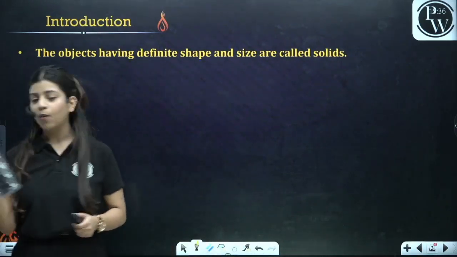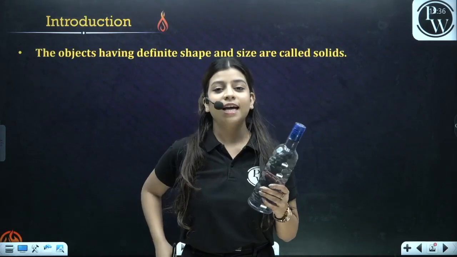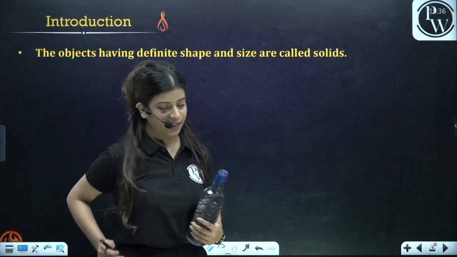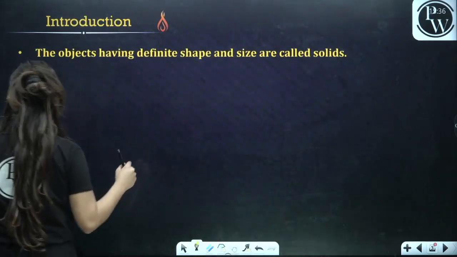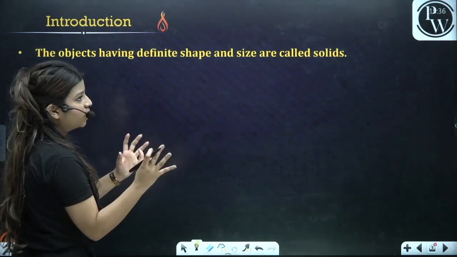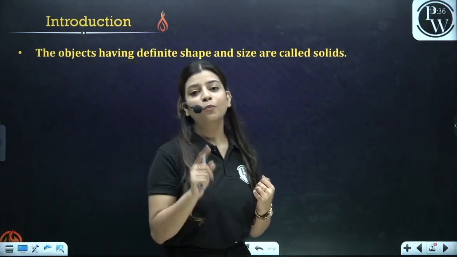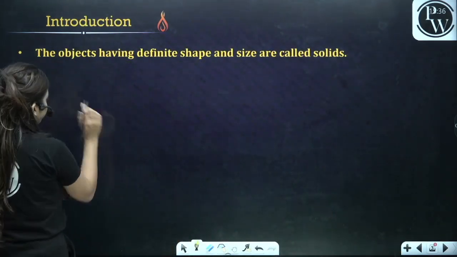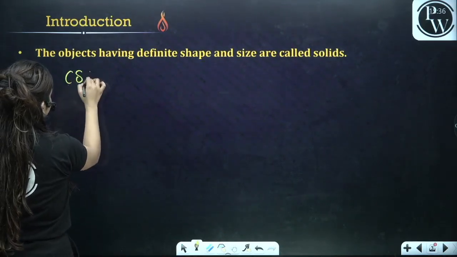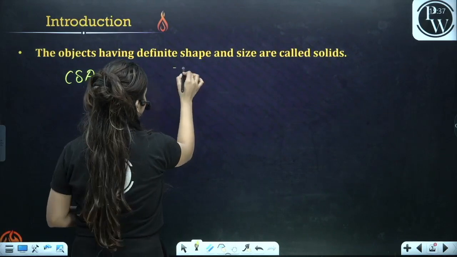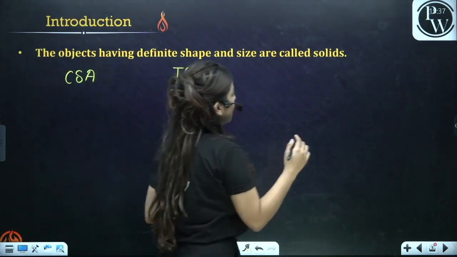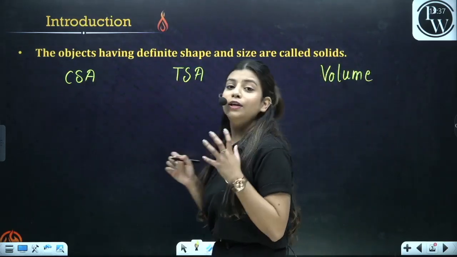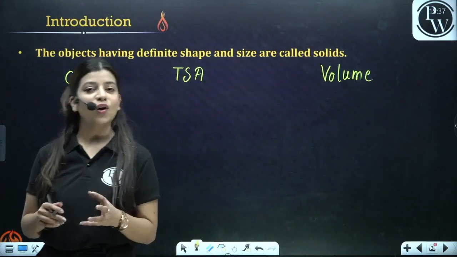All right, we have this bottle. So let's discuss the topic of surface areas and volumes and the difference between total surface area and curved surface area. Before that, let me tell you what we are going to discuss. For any solid which we are discussing, that is a cube, cuboid, hemisphere, sphere, cylinder, cone, and frustum, first, we are going to discuss the curved surface area. Then we are going to discuss the total surface area. And after that, we are going to discuss the volume. So these three are the things which we are going to discuss about these solids in this lecture.